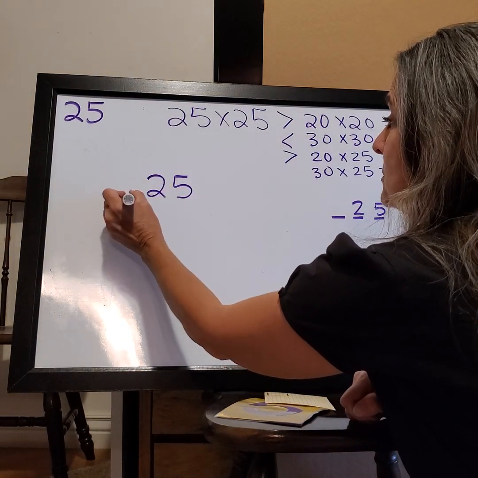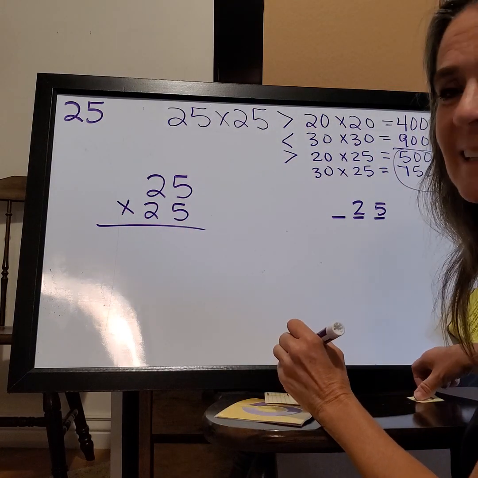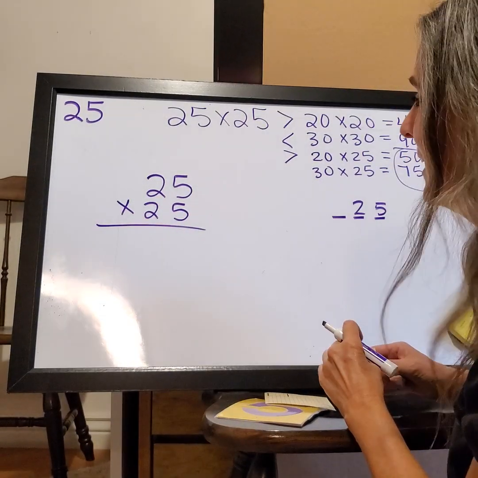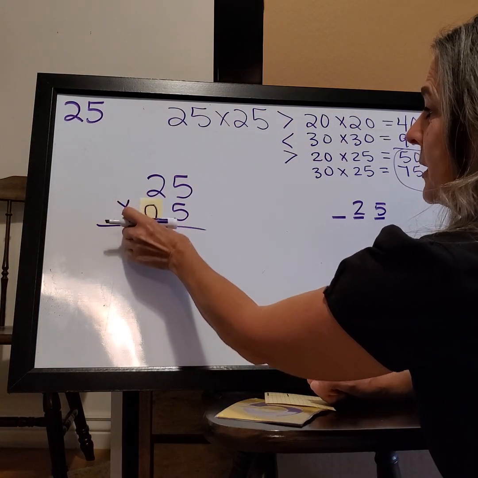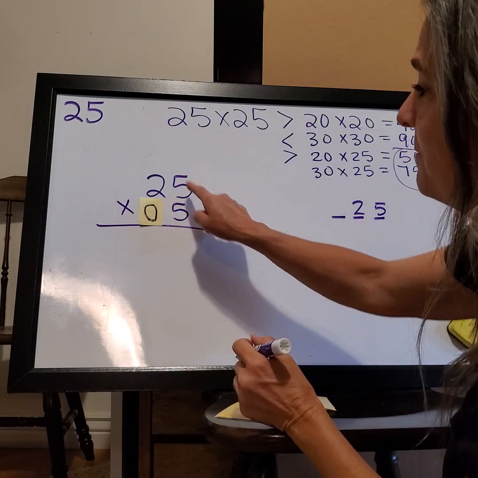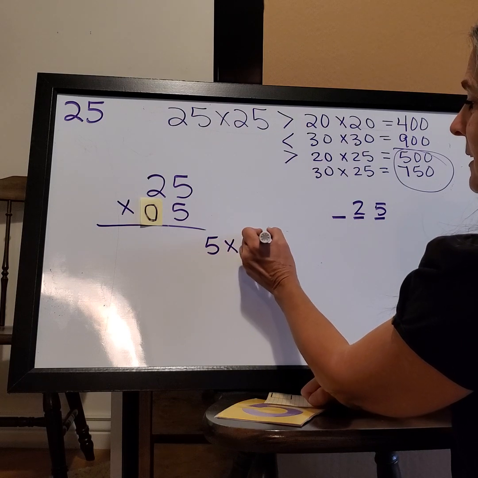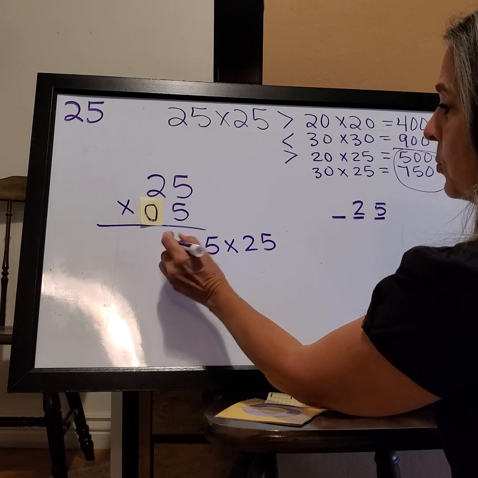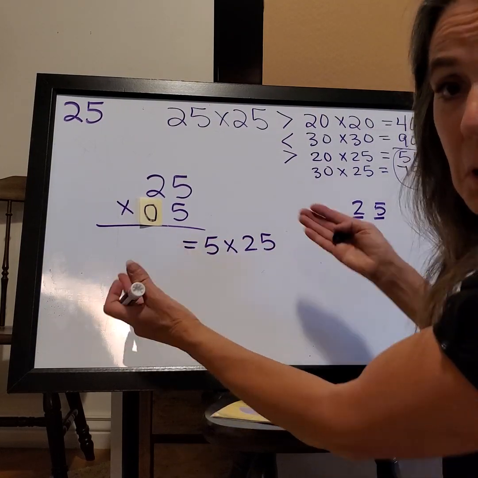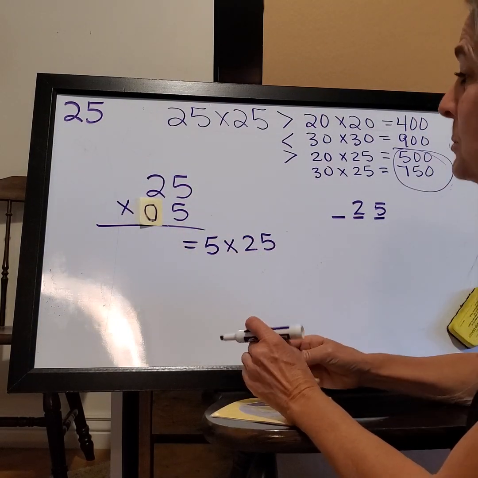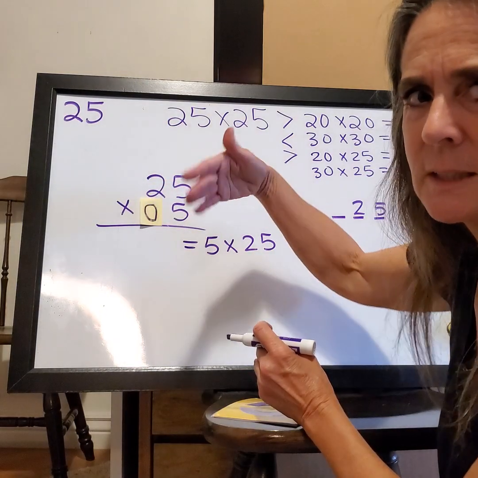25 times 25, this old-fashioned way that your parents did, or grandparents, or whatever. We're going to do it this way. First of all, we'll just put the 0 there to remind us. We're going to multiply 5 times 25 first. I'm actually just going to write that on this side, because just make sure whatever is on your equal sign is the same on both sides.